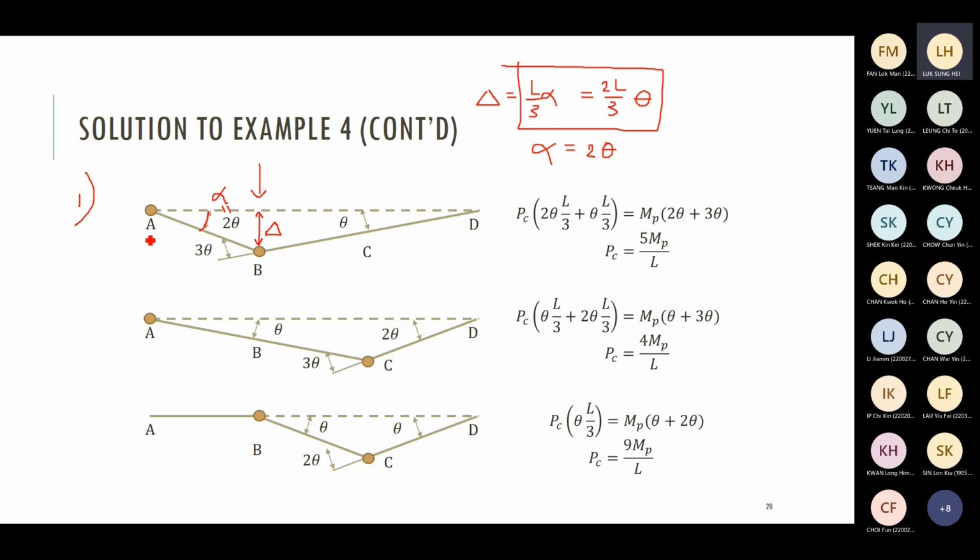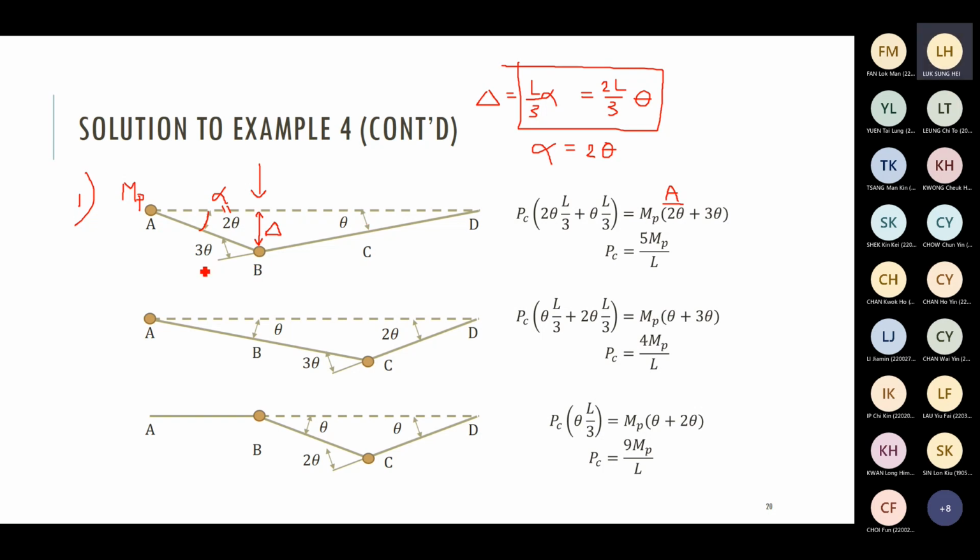You have 2 plastic hinges, point A and point B. The plastic moment at point A is MP. The rotation at point A is equal to 2 theta. So MP times 2 theta is the plastic work at point A. Next, the plastic work at point B.